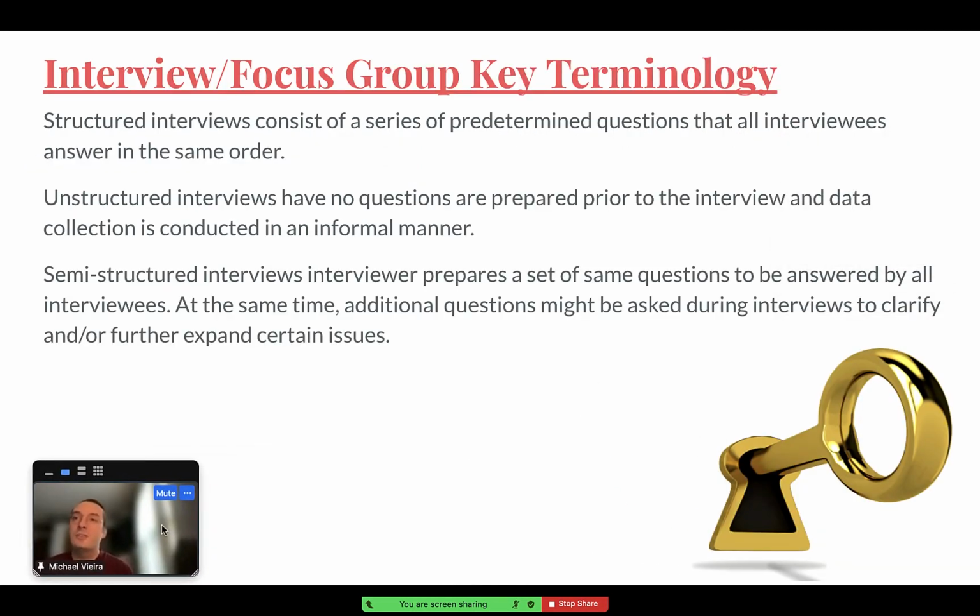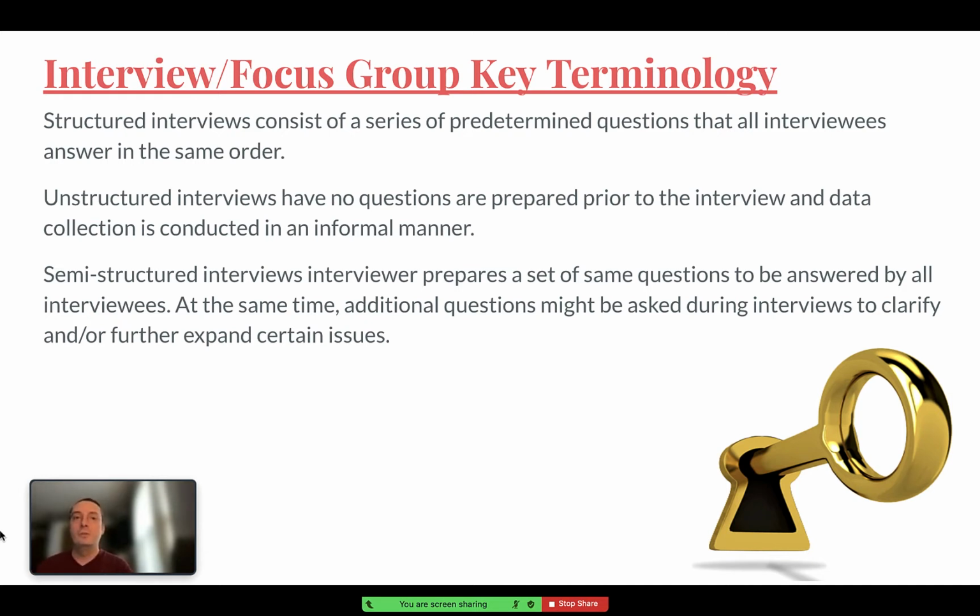So a few of the key terminology that comes up when we discuss interviews as a form of data collection are the structure of the interviews. They can be divided in three different ways. There's structured interview, unstructured interview, and semi-structured interview. And the differences are that a structured interview has predetermined questions that the interviewer normally sticks to and asks those exact questions in an exact order to every participant.